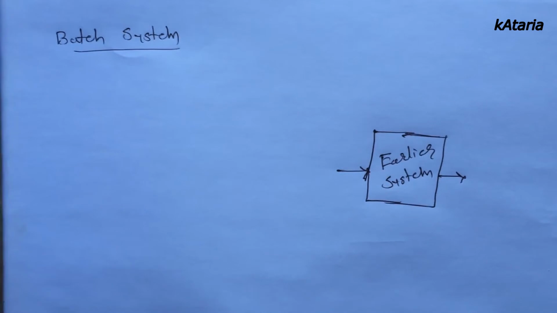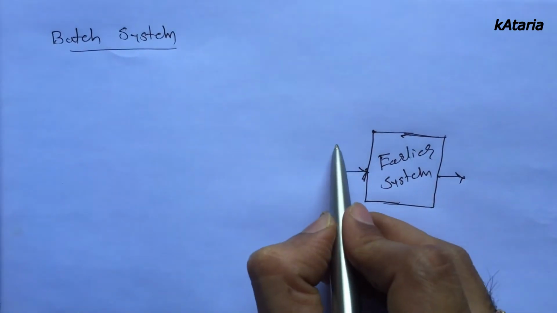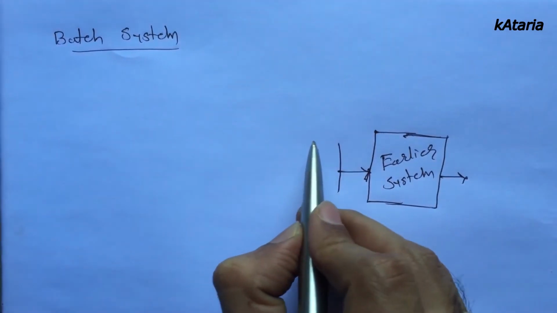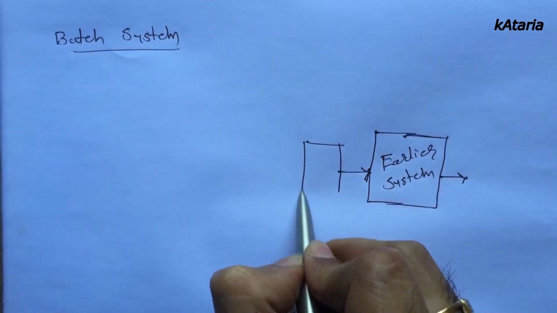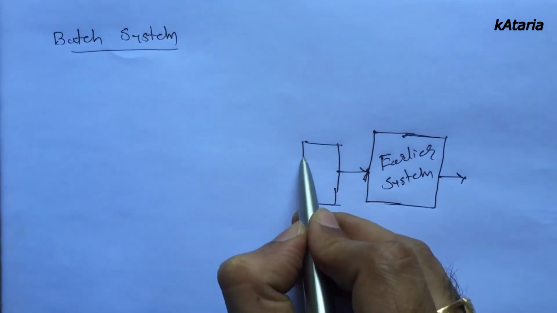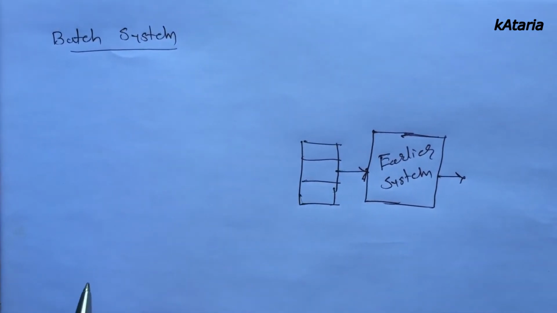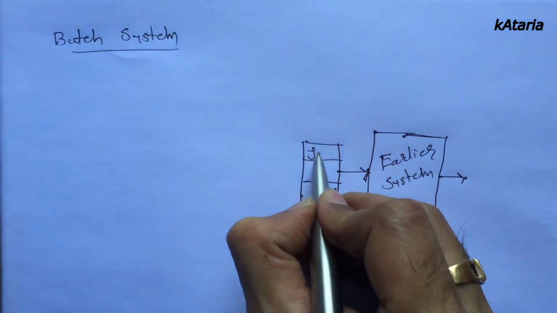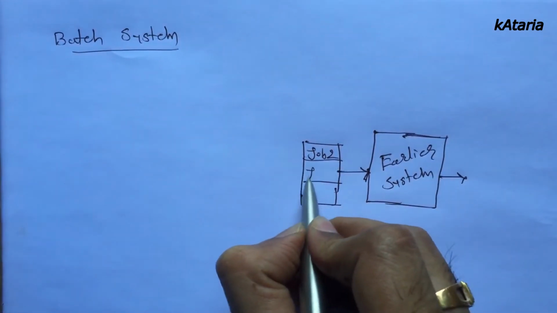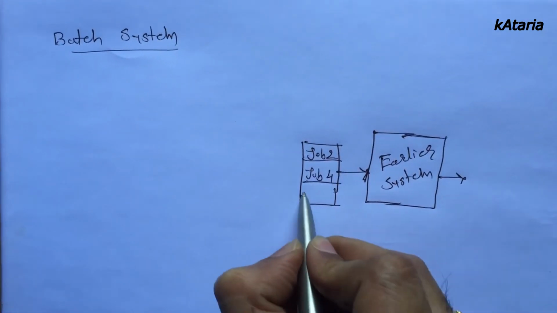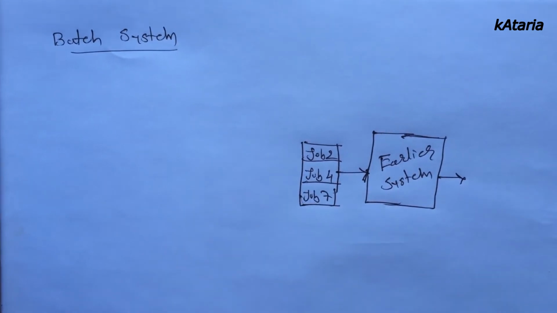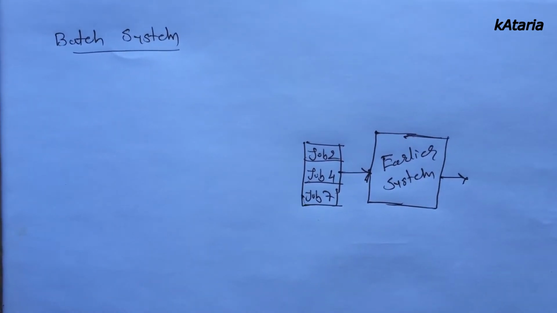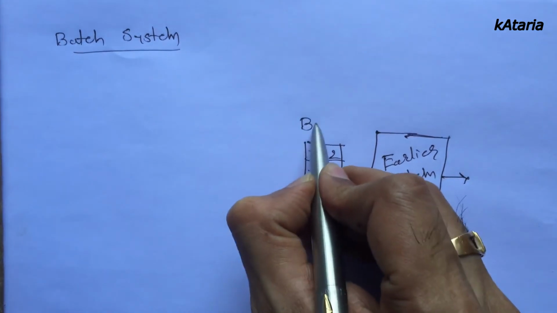In the case of the earlier system, we give input in the form of a job, but here we will produce multiple jobs in a single batch. So here we will produce more than one job, like job 2, job 4, job 7, and we will call it a batch.